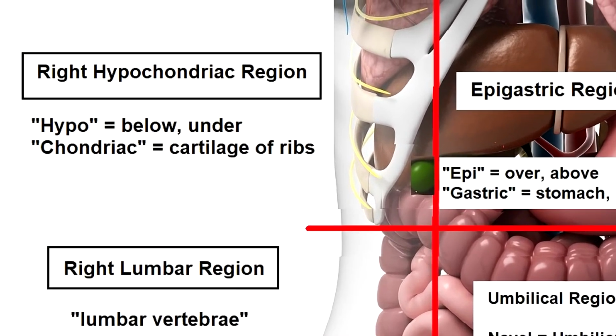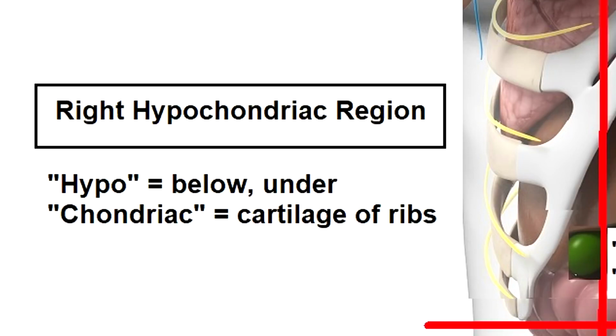So first, let's talk about the left and right hypochondriac region. The prefix hypo means below or under, and the word chondriac means cartilage, which is referring to the cartilage of the ribs. So when we put the name together, we have the abdominal region that is under the ribs.